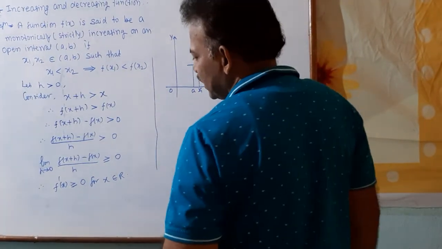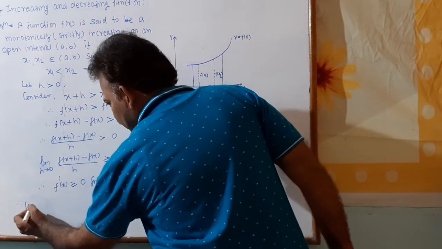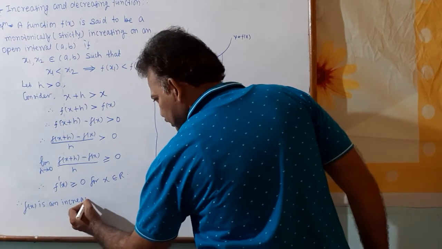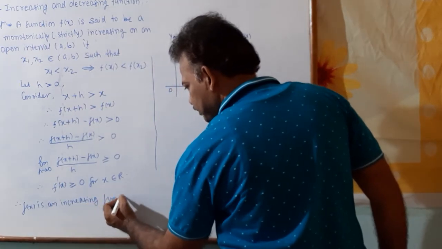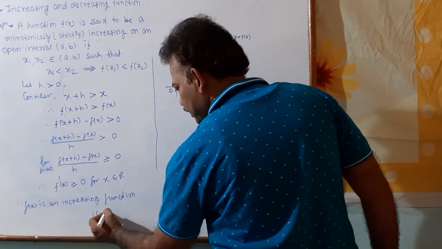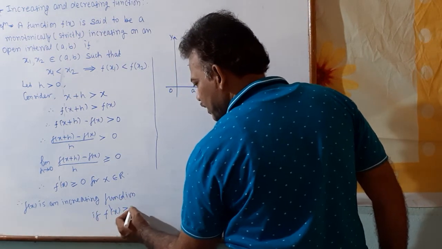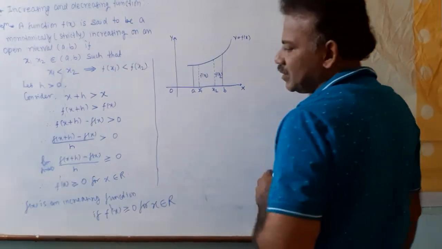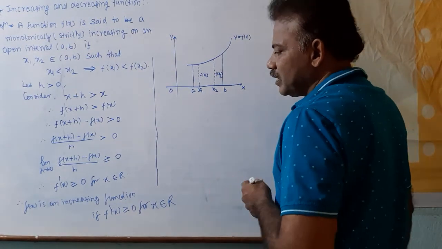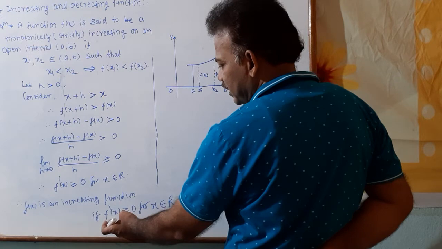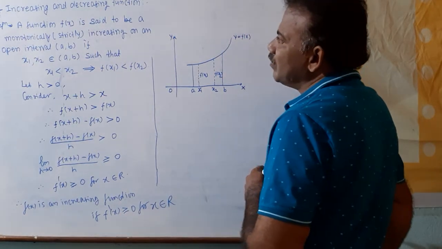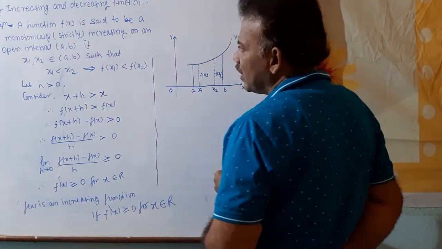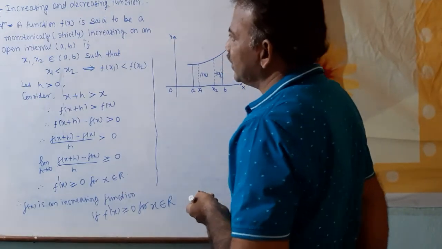So we can say function is increasing, therefore f of x is an increasing function if f dash x greater than or equal to 0 for x belongs to R. So take this as a standard formula. When we say function is increasing function, always we have to take f dash x greater than or equal to 0. And when we say function is monotonically or strictly increasing, that means we take only f dash x greater than 0. When we say strictly increasing, we take the sign greater than 0.